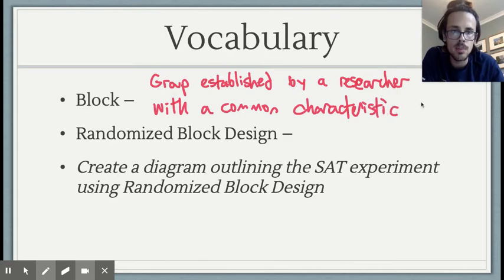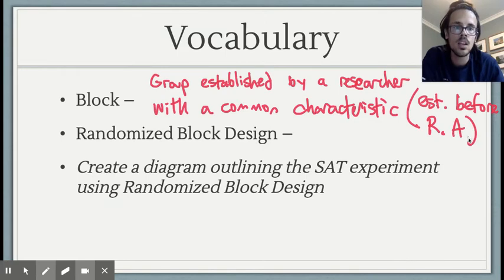And the big thing about a block is that it's established before you do random assignments. Okay, so a block is established before random assignment. This will make more sense when I actually break down this problem, and I'll show you how it works. But a randomized block design is an experiment involving blocks.